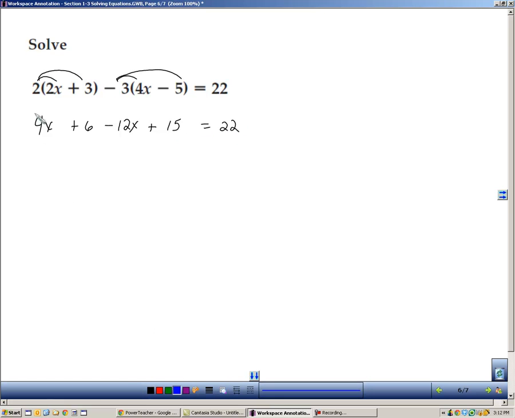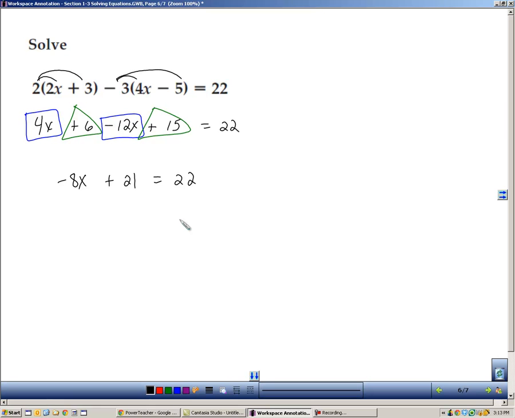You have like terms that are on the same side. This is how I like to deal with them. I put a box around them or something, and I know that I'm going to collect 4x minus 12x. Well, 4 minus 12 is negative 8, so we have negative 8x. And then I also see like terms that are on the same side, so I'm going to collect them. 6 and 15 is 21.